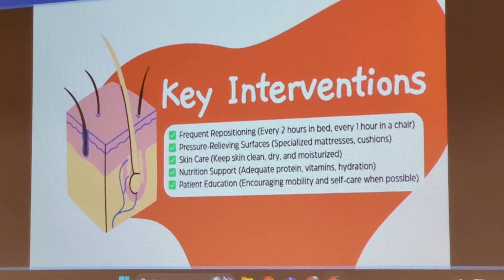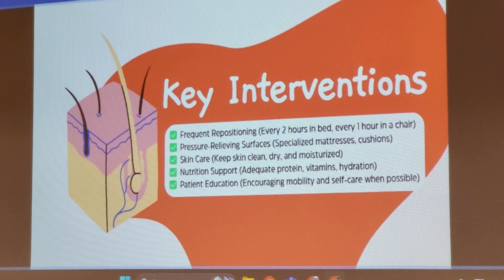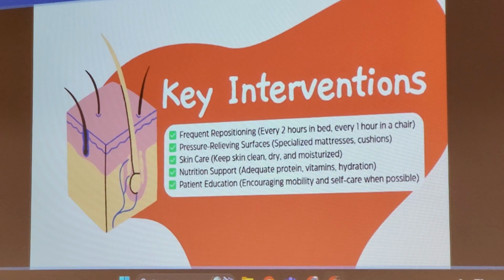Pressure relieving surfaces, so all the foams, pillows, specialized mattresses. Has anybody seen like the air-fluidized beds or the Clinitrons, P500s? All these, there's the little sand beds that fluctuate little sand to try to promote circulation.